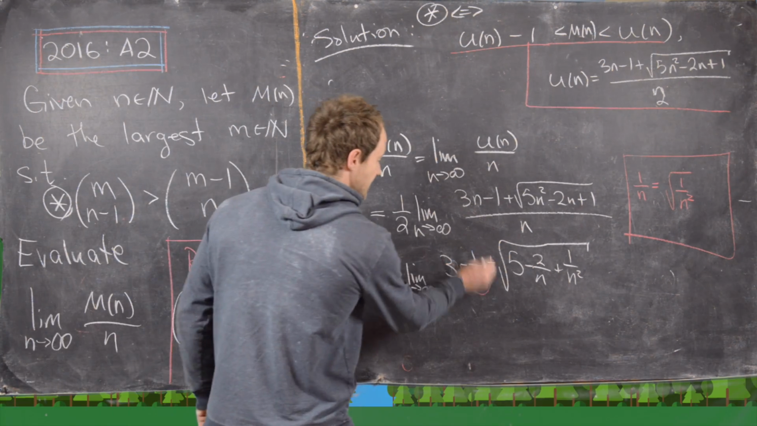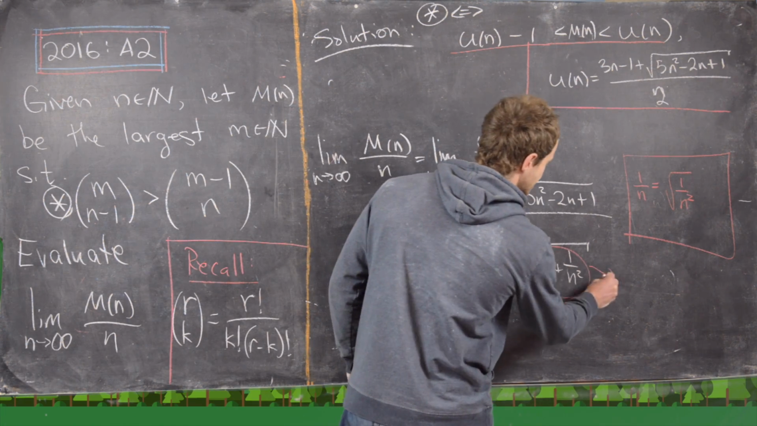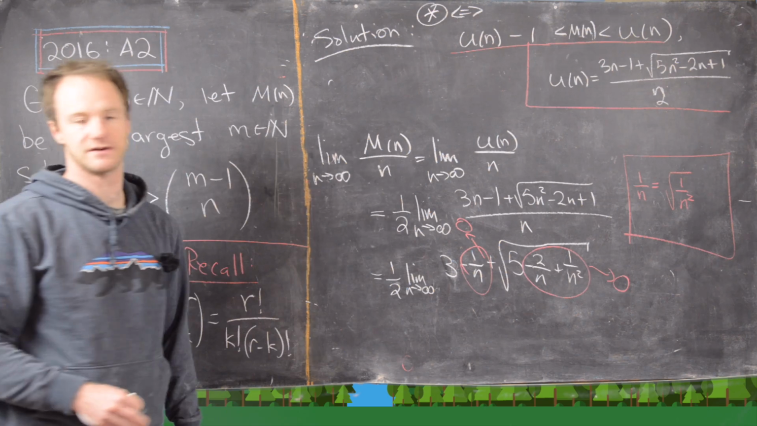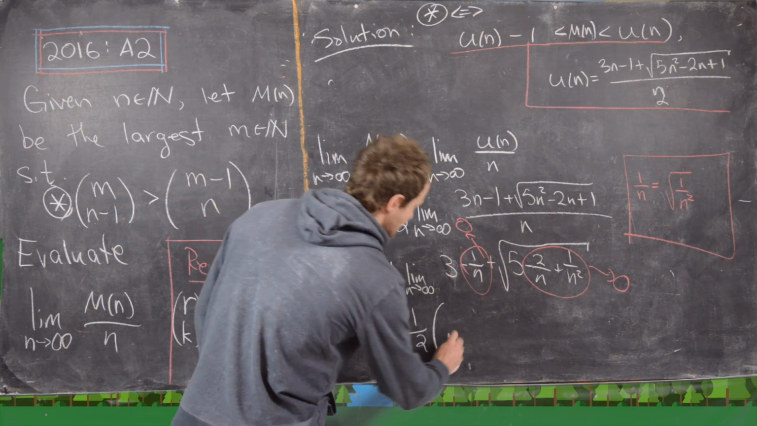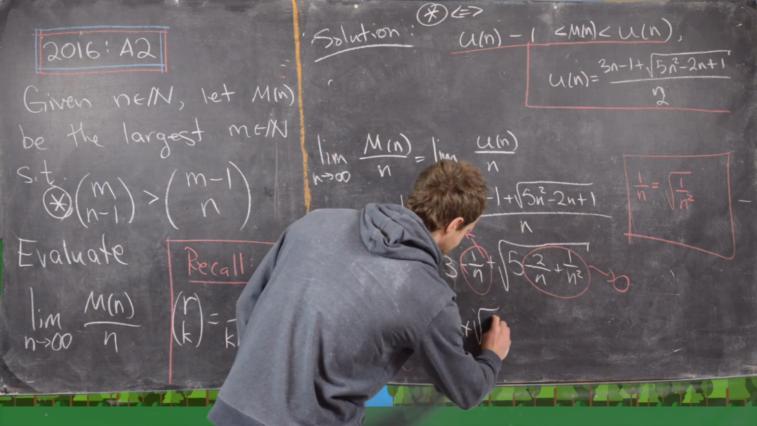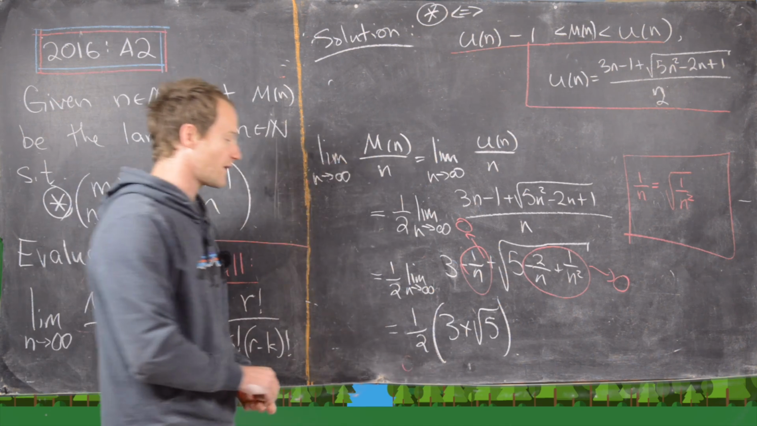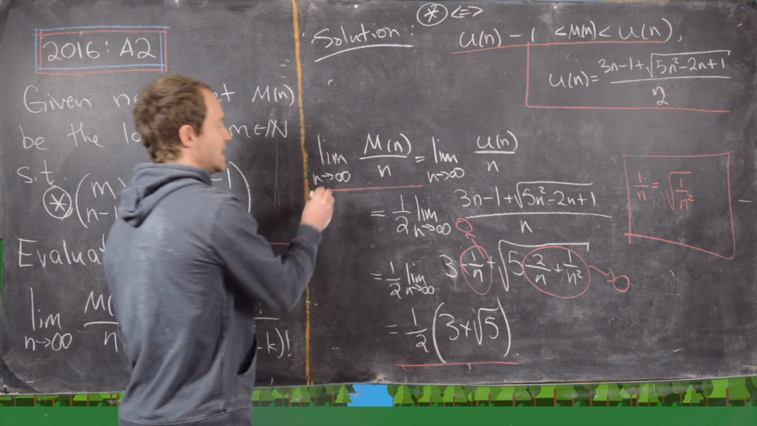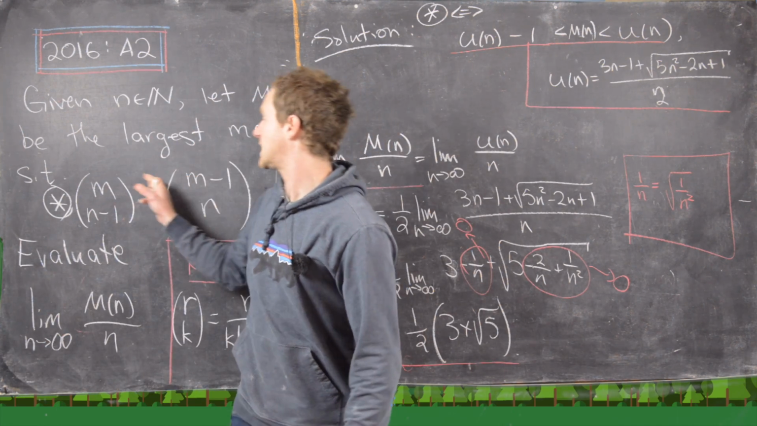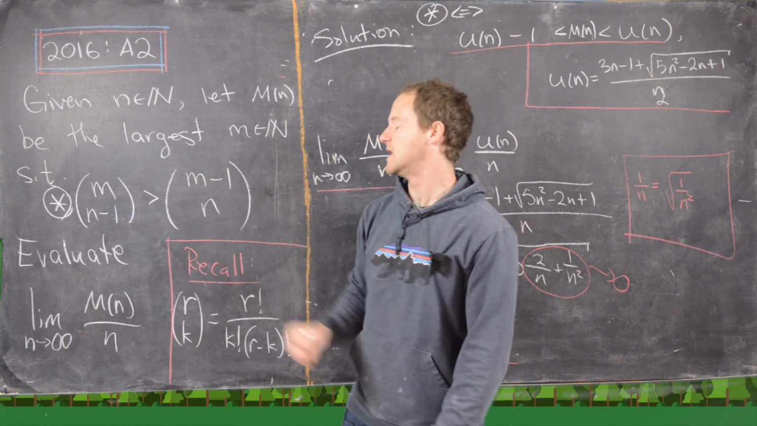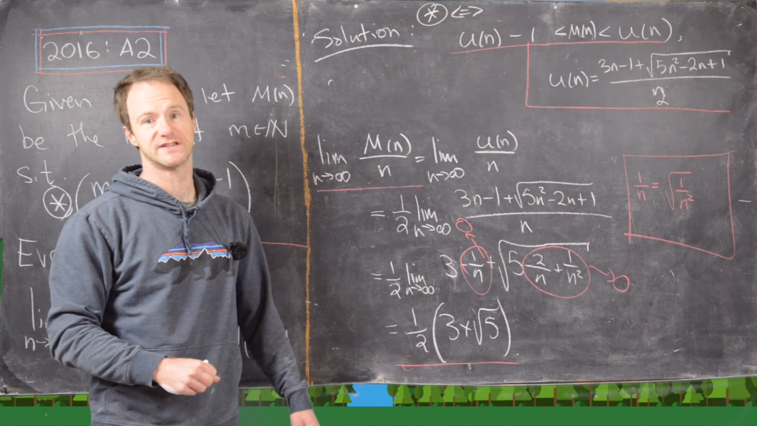But now notice this term is going to go off to 0, and these two terms are also going to go off to 0, which gives us our final answer of 1/2 times the quantity 3 plus the square root of 5. Great, and just to reiterate, that is the limit of this function m of n over n, where m of n gives us the largest m such that this inequality is satisfied. So that finishes this problem.